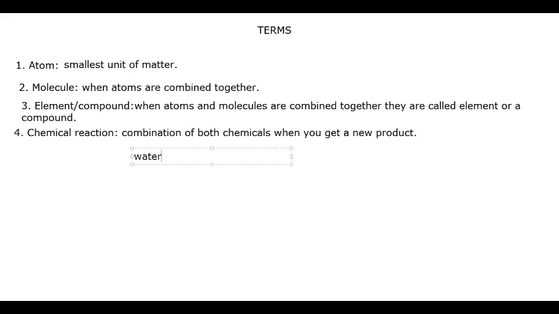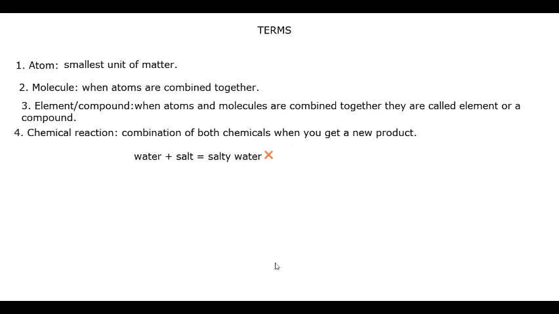Let me give you an example. Now if I take water plus salt, what will I get? Salty water. Is this a chemical reaction? No, because you already know you have two combinations. You just mix them, you get the same kind of product. So this is not a chemical reaction.